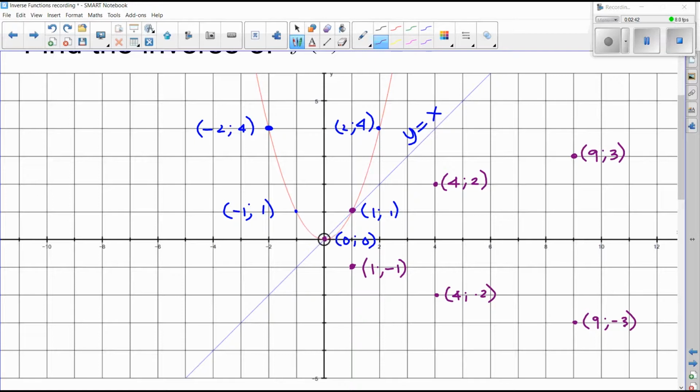So let's sketch the parabola. Sorry, the inverse of the parabola. So this is the sketch of the inverse of the parabola f of x equals x squared. The next step is to find the equation of this inverse graph.